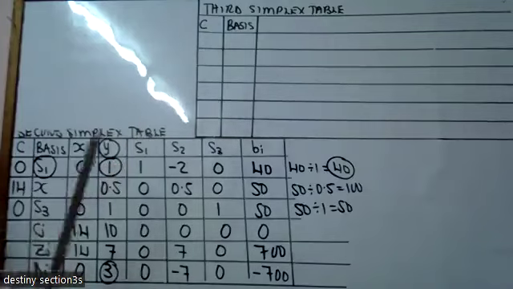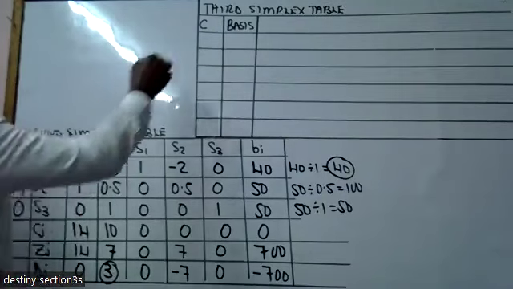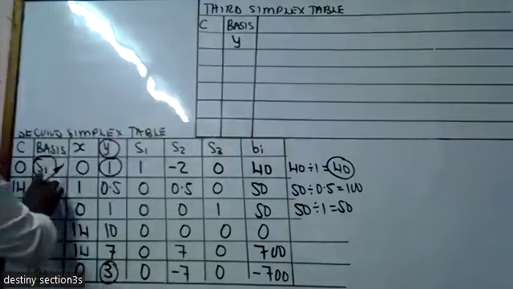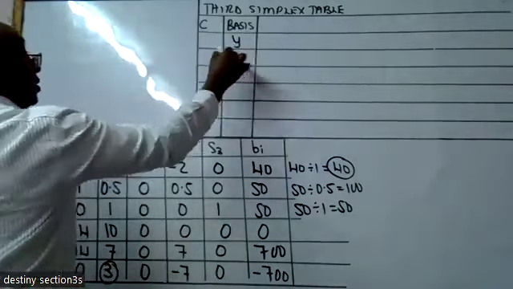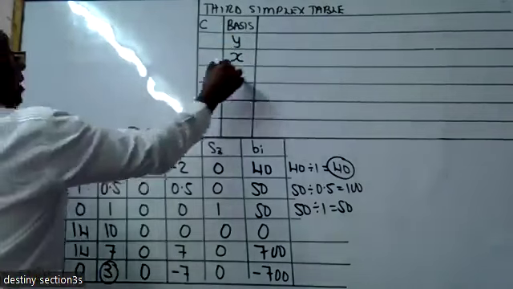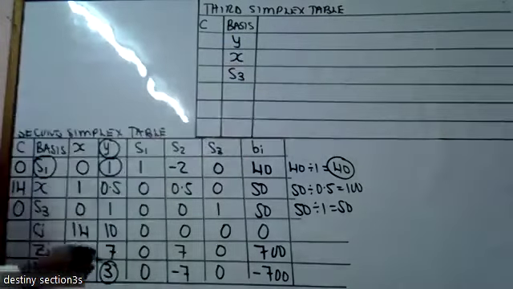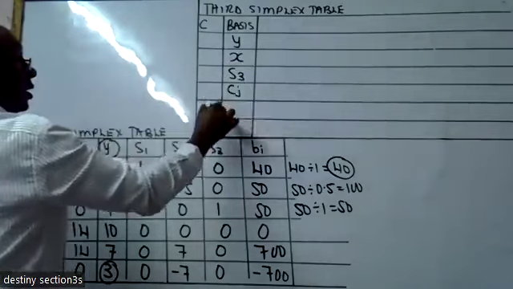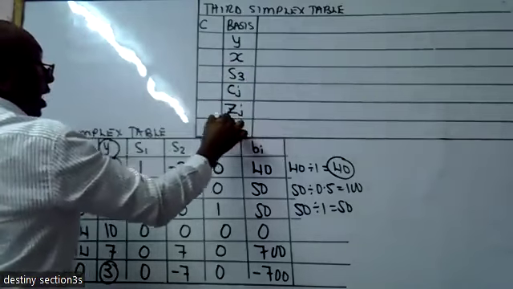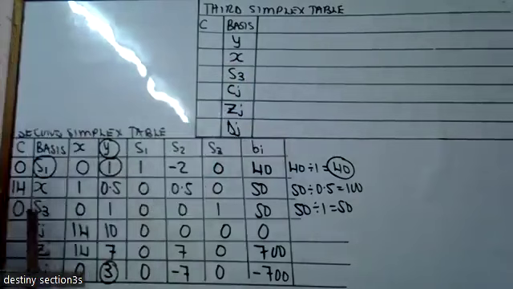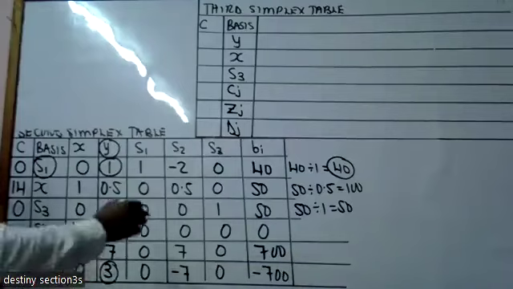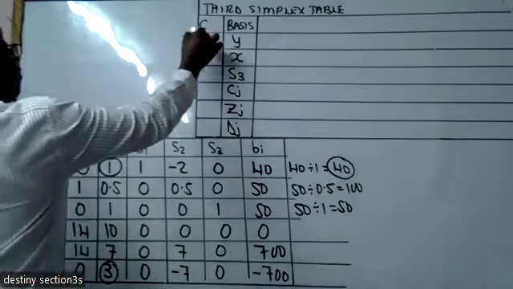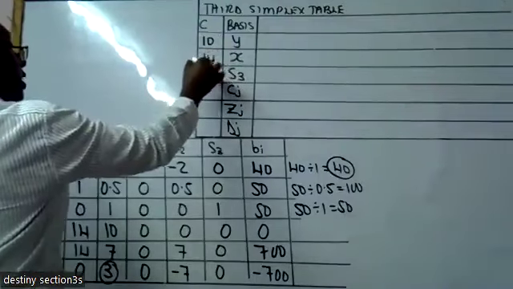So when I go to my third table, S1 will be replaced by Y. So this now becomes Y. This remains X. This remains S3. Then I have my CJ, my ZJ, and DJ. Then I can bring the contribution margin of Y. No, it is 10. This is 14, and this is 0.